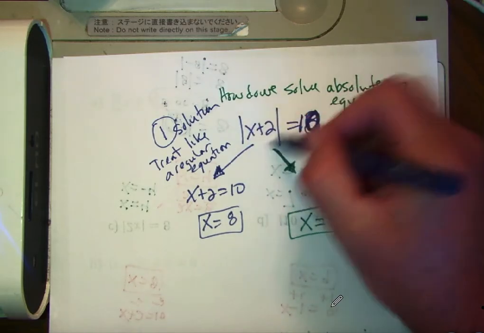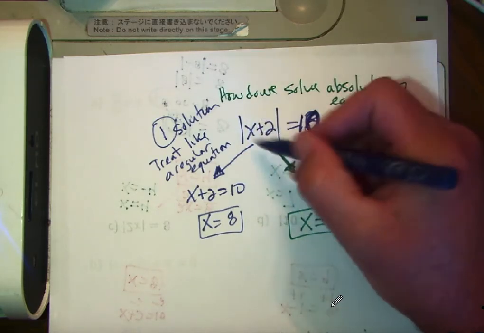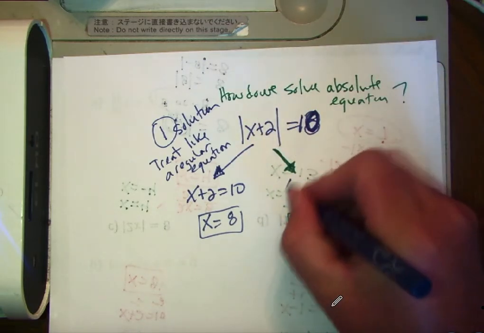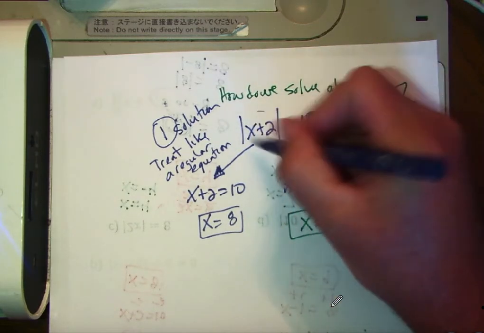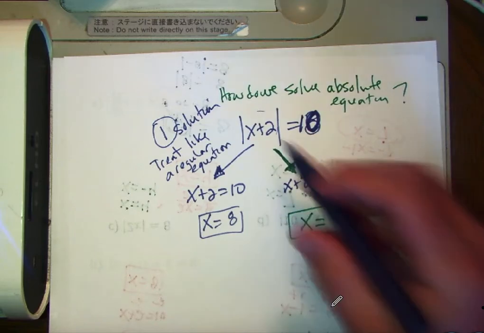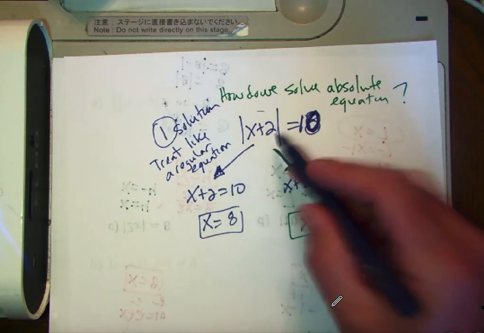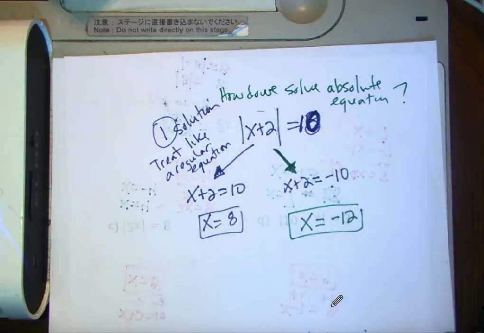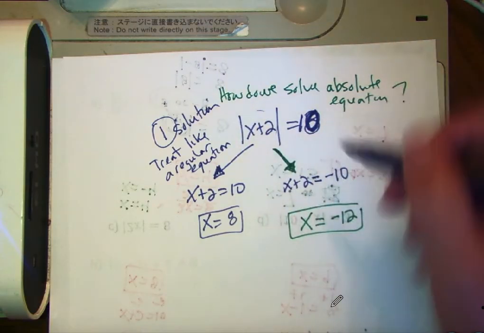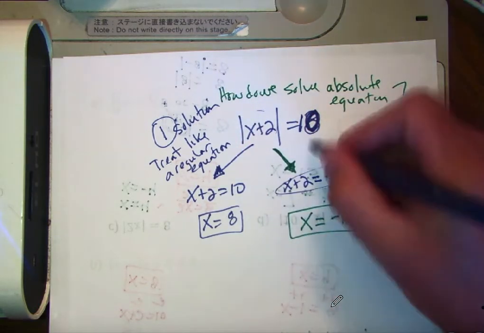Well, negative 12 works because it makes this answer. Why does negative 12 work in here? Because negative 12 plus 10 plus 2 equals negative 10. Right? And the absolute value of negative 10 is 10. So here is our second one.